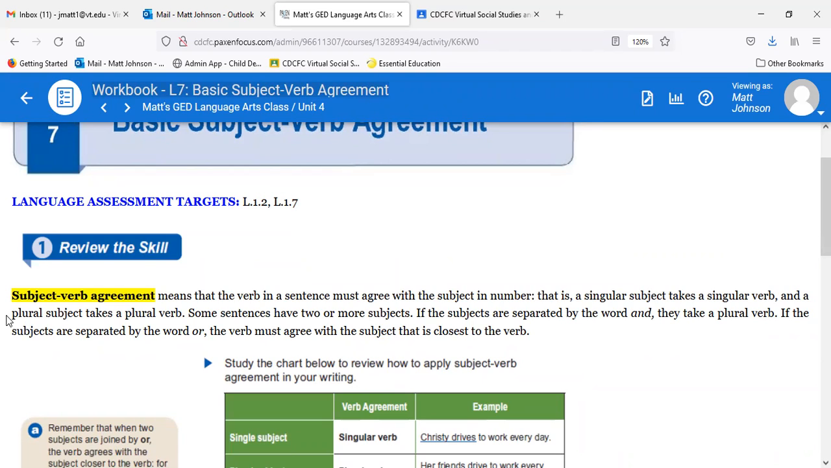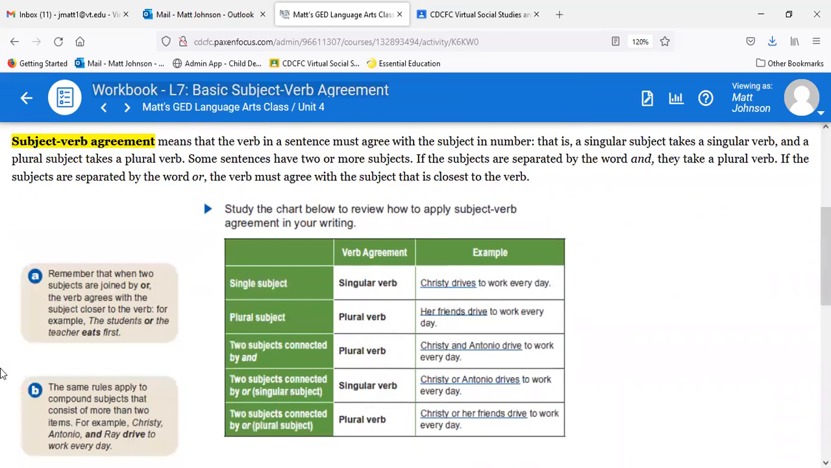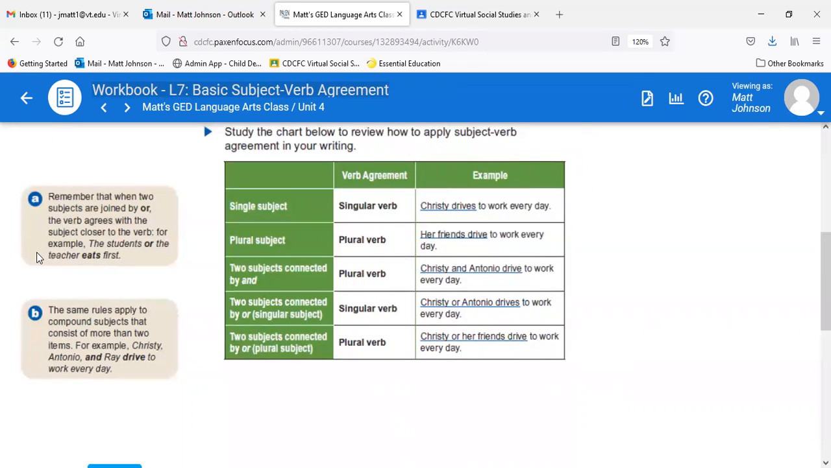So let's take a look here. The text here says, remember that when two subjects are joined by or, the verb agrees with the subject closer, just like we said above here, right? For example, the students or the teacher eats first. So that's agreeing with teacher as a singular subject.